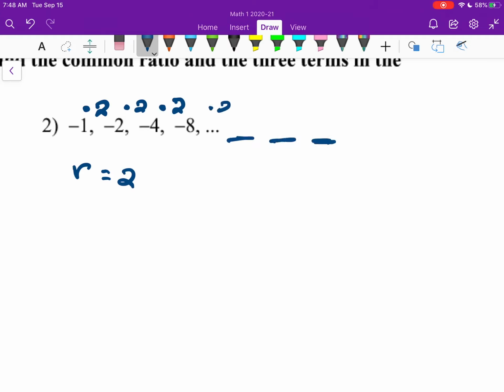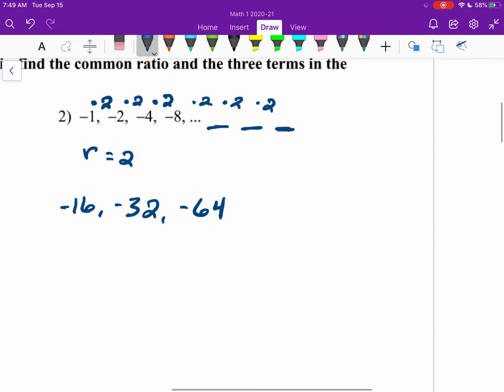And then we need to find the next three. So we're going to multiply by 2, then 2 again, then 2 again. -8 times 2 is -16. -16 times 2 is -32. -32 times 2 is -64. If you wanted to use a calculator, you'd be welcome to do that, but I just knew I could do those in my head. All right, so that is number 2.